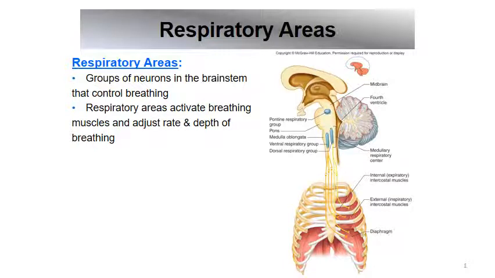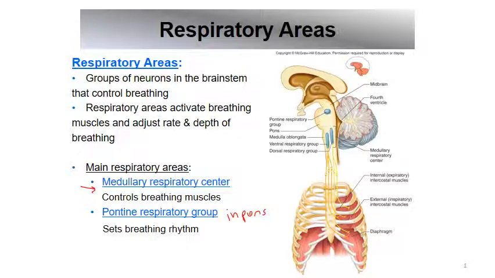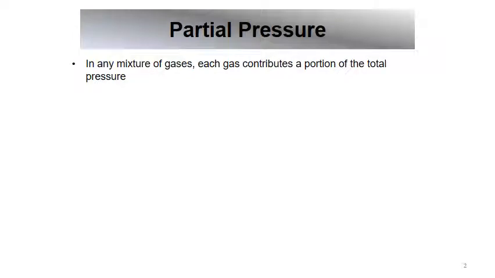It's about regulating breathing. These respiratory areas in our brain activate breathing muscles and adjust the rate and depth of breathing. Main respiratory areas. Let's put some notes over here. The respiratory center in our medulla oblongata controls the breathing muscles. And in our pons, this is called the pontine respiratory group.